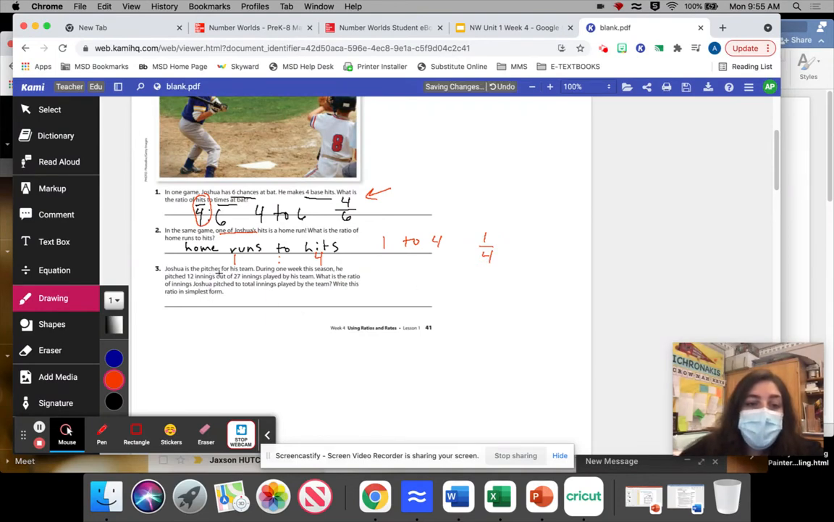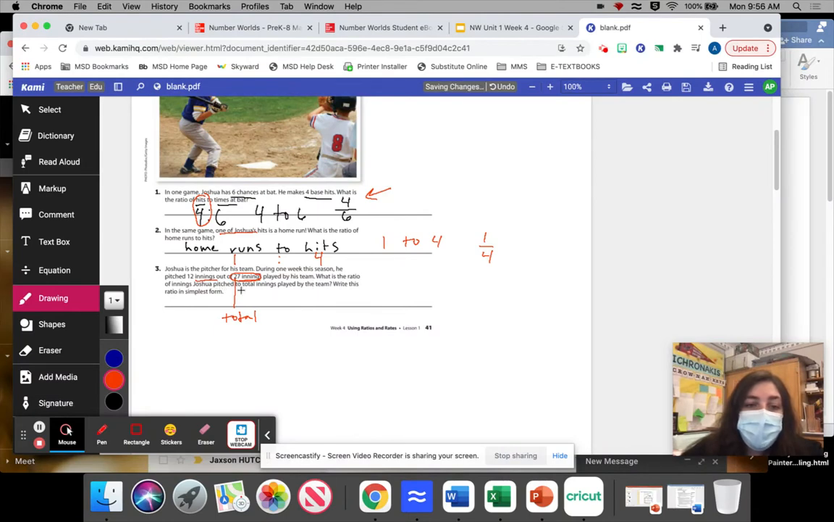Last question. Joshua is the pitcher for his team. During 1 week this season, he pitched 12 innings out of 27 innings. When they say out of, that usually means they're going to tell you the total. Okay, so 12 innings out of 27. That means 27 right here. That's our total.